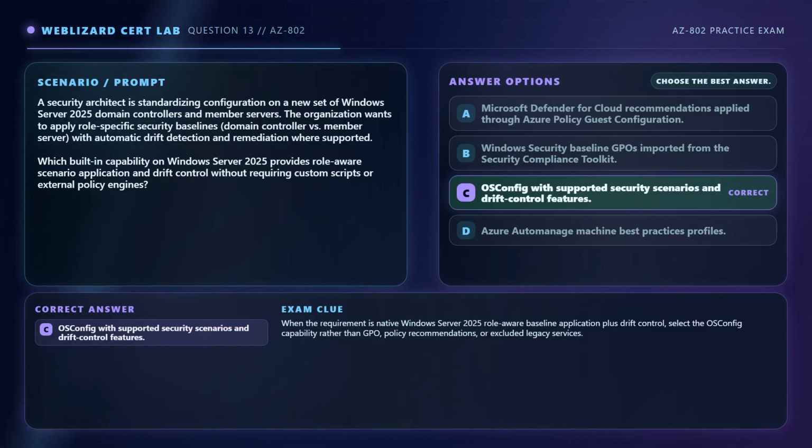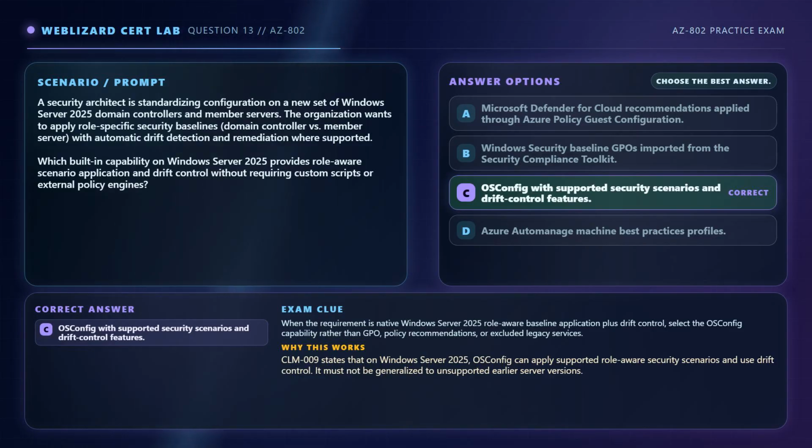The correct answer is C, OSConfig with supported security scenarios and drift control features. CLM 009 states that on Windows Server 2025, OSConfig can apply supported role-aware security scenarios and use drift control. It must not be generalized to unsupported earlier server versions. Exam clue: when the requirement is native Windows Server 2025 role-aware baseline application plus drift control, select the OSConfig capability rather than GPO, policy recommendations, or excluded legacy services.